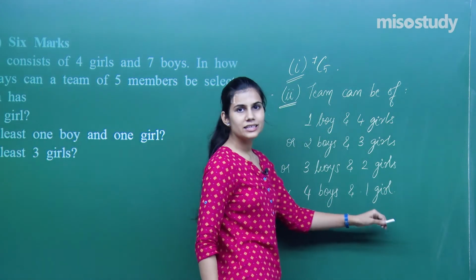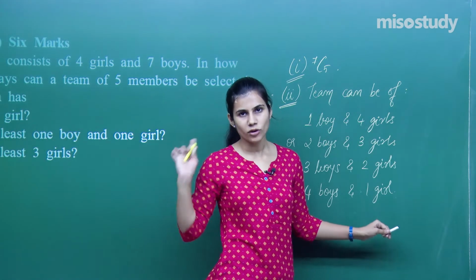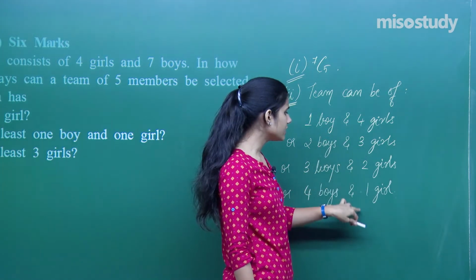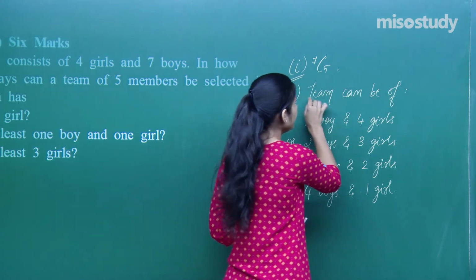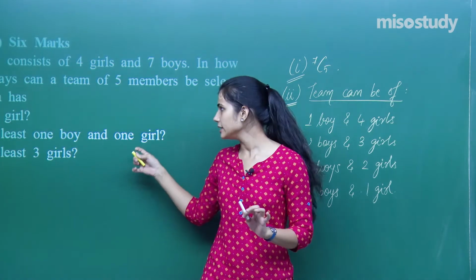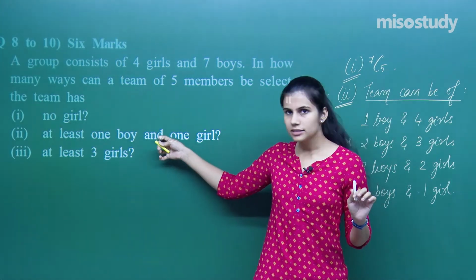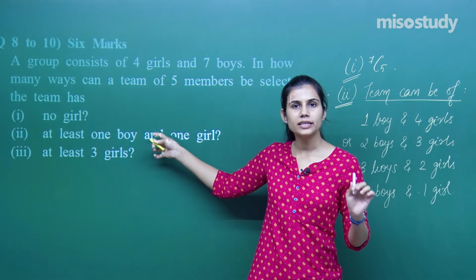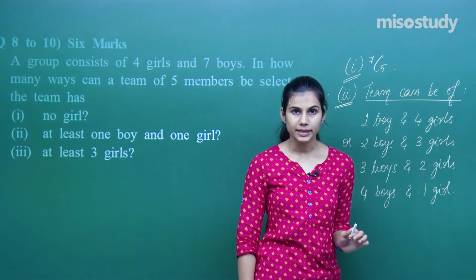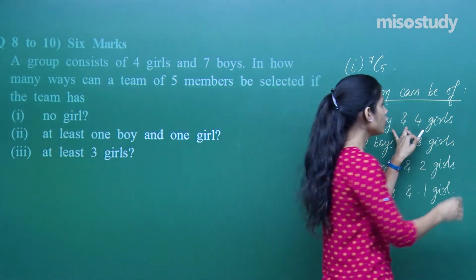I cannot say 5 boys and 0 girls because then the team would definitely be of 5 members but there will be no girl, and I want at least 1 girl present. So the team can consist of this arrangement or this or this. If the team can be of this or this or this or this format, satisfying the second condition that at least 1 boy and at least 1 girl should be there, that means this task of forming a team of 5 members with at least 1 boy and at least 1 girl can be done in 4 ways. First job can be done in how many ways?